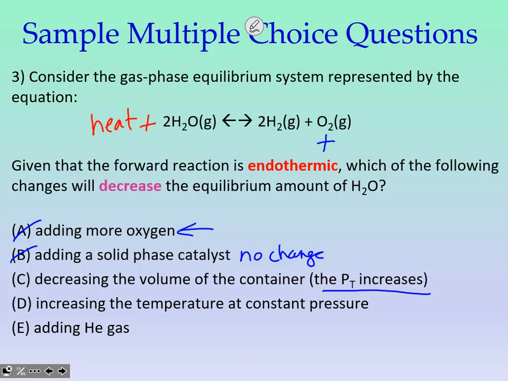How do we figure that one out? What do we need to count? Number of moles. This side has 2 moles of gas. This side has 2 moles plus 1 mole. So that's a total of 3 moles of gas.